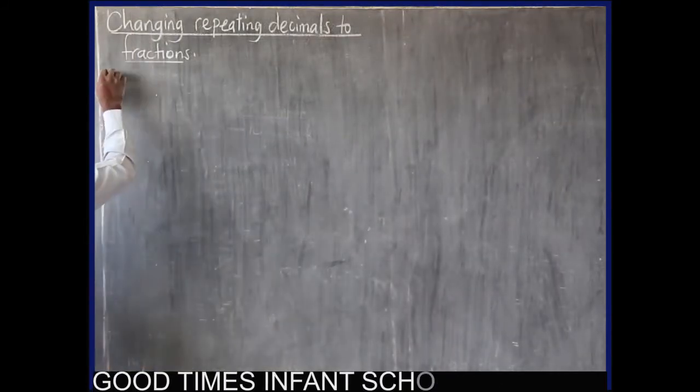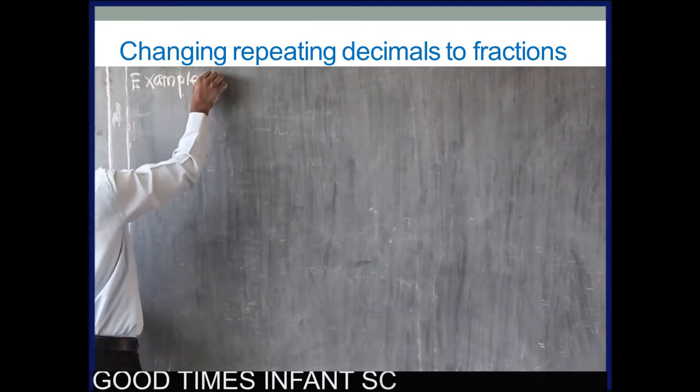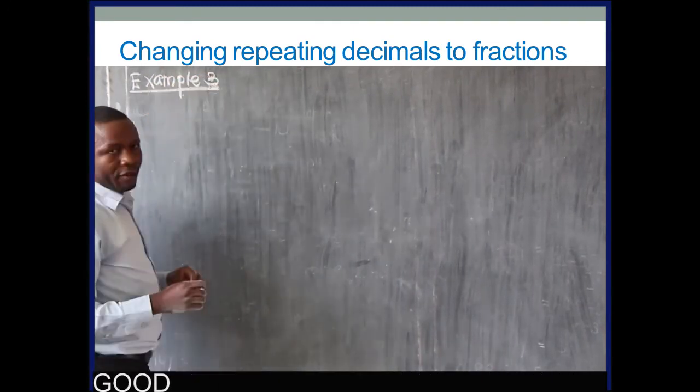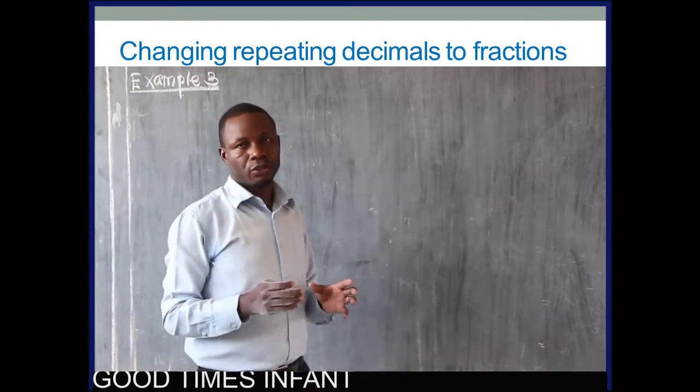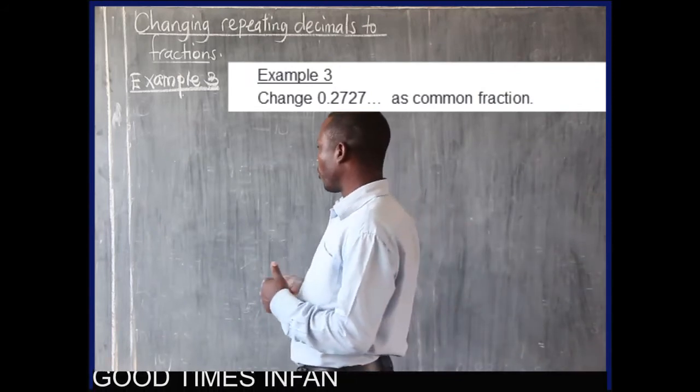Example 3, and I hope this is the last one. With this example you have understood. It says change 0.2727 as a common fraction.